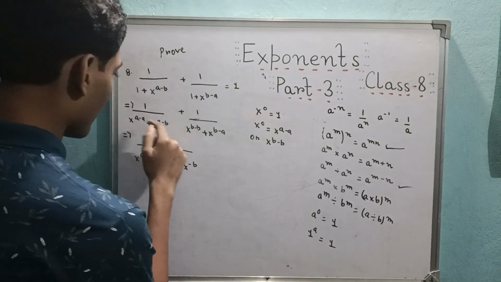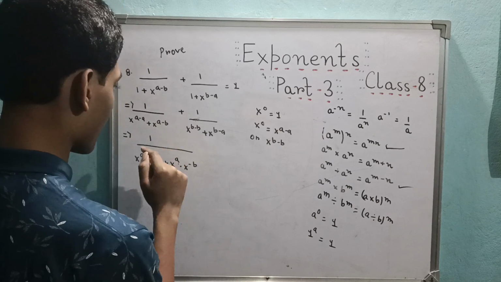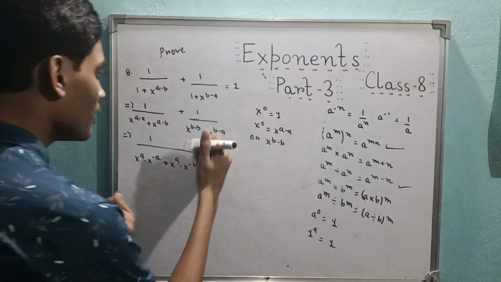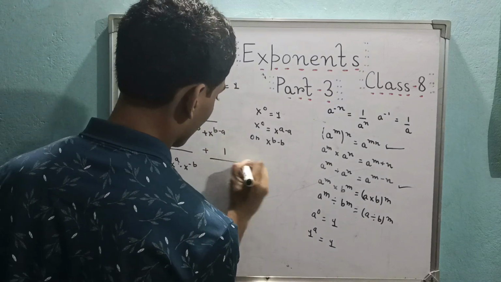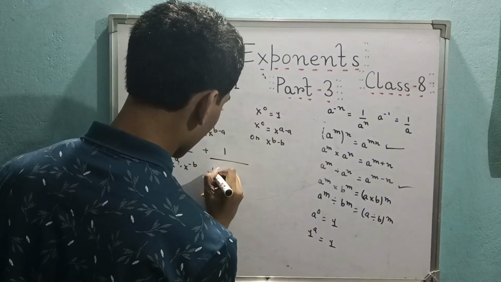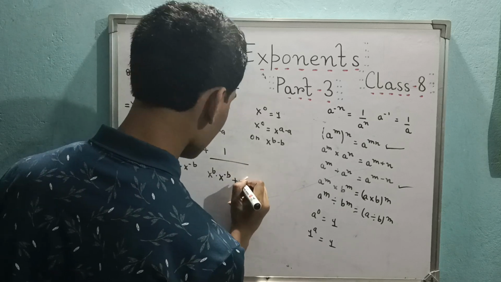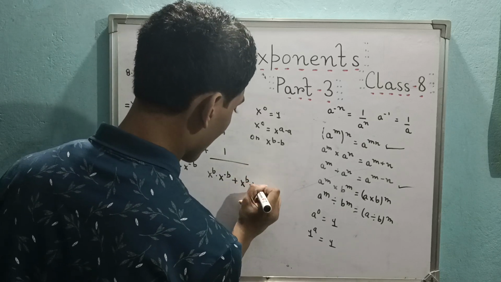So x to the power a minus a means x to the power a into x to the power minus a. X to the power a minus b means x to the power a into x to the power minus b. Similarly, doing this side, x to the power b minus b means what? X to the power b, x to the power minus b. And x to the power b minus a means what? X to the power b, x to the power minus a.